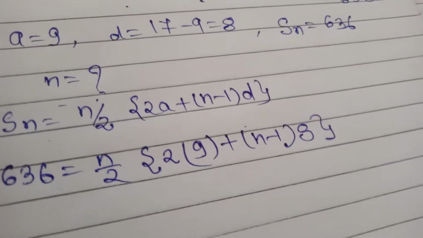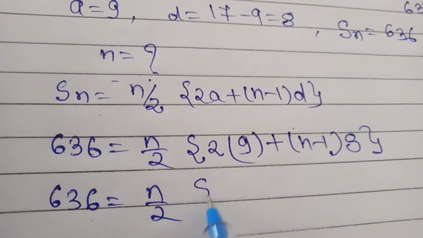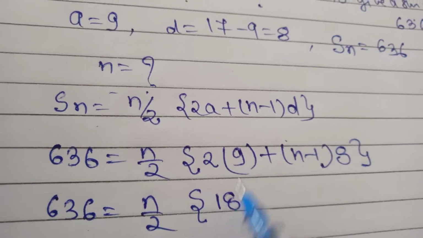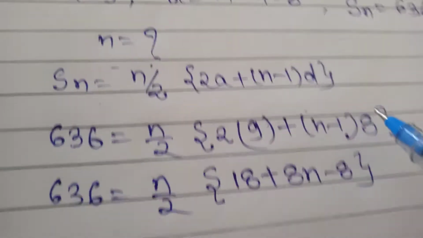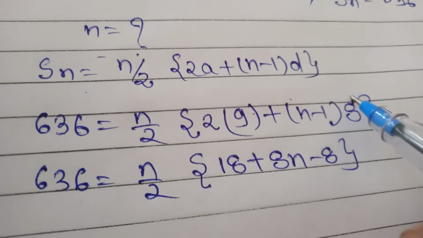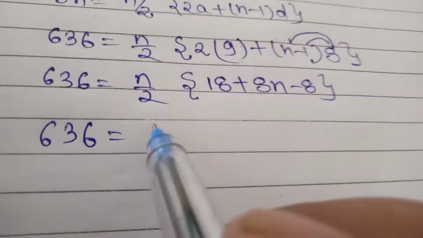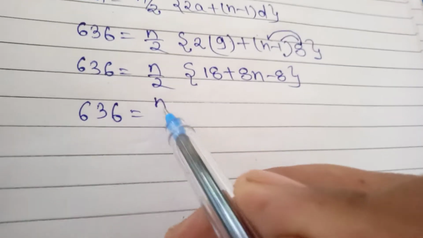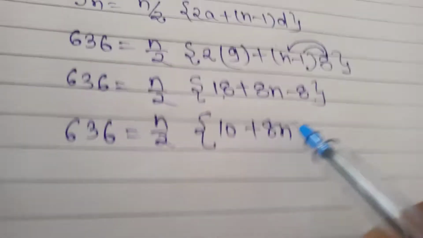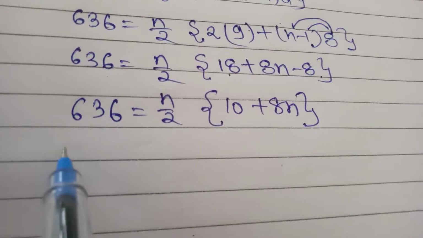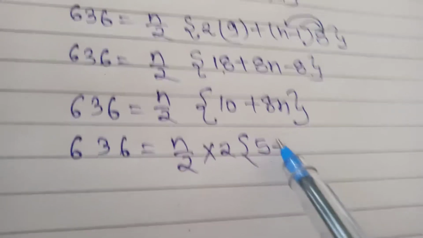So what will be our next step? First of all, 636 is equal to n by 2, in bracket it is 18, 2 nines are 18, plus 8n minus 8. What I did, I just multiplied 8 with n and 1. Make it very reducible here. 636 is equal to n by 2, now 18 minus 8 is 10, plus 8n. So we will do one thing: 636 is equal to n by 2, take 2 common, it is 5 plus 4n.